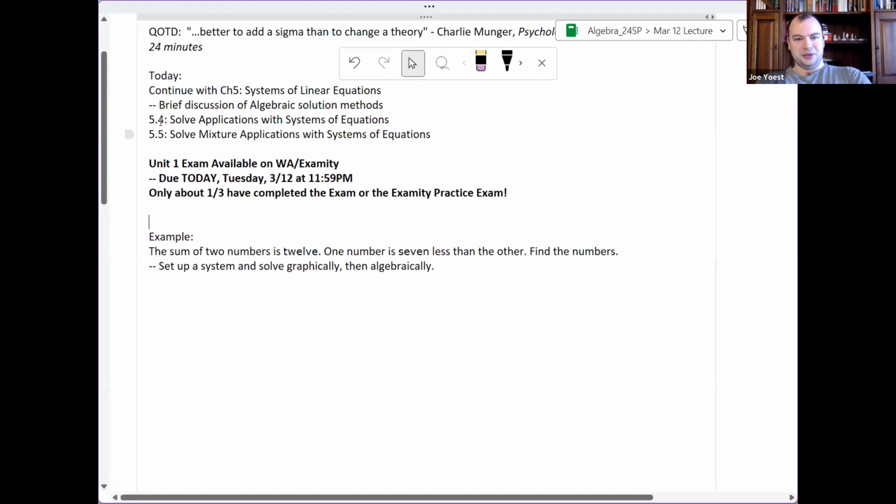Okay, so let's jump into solving systems. We're going to start with a fairly simple system. We're going to solve it graphically.